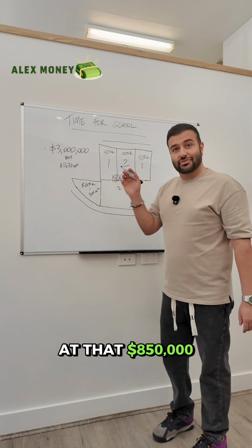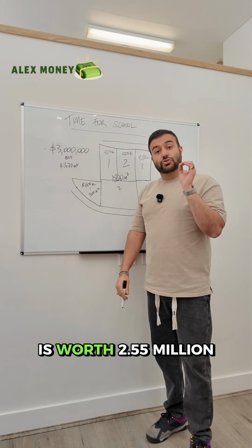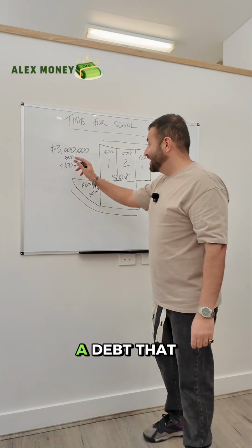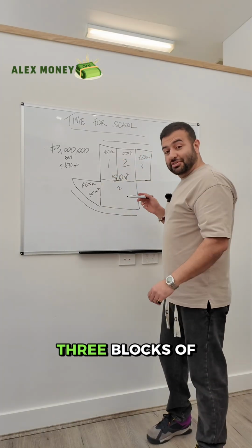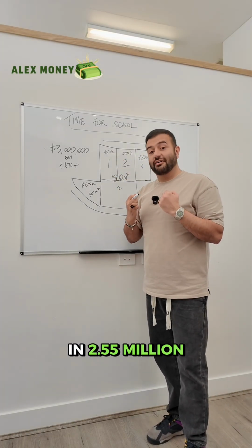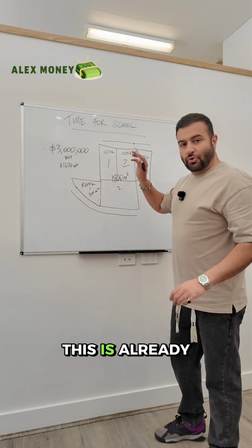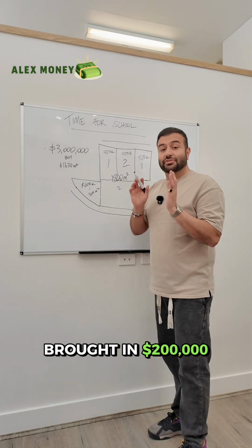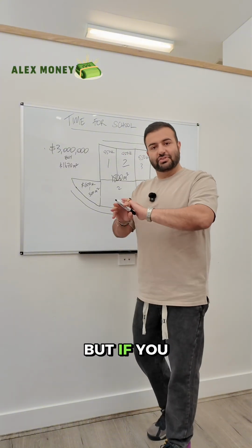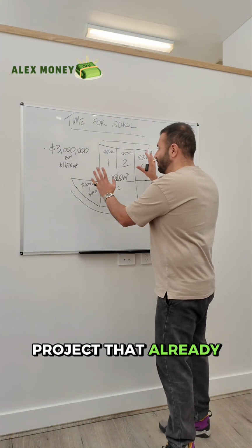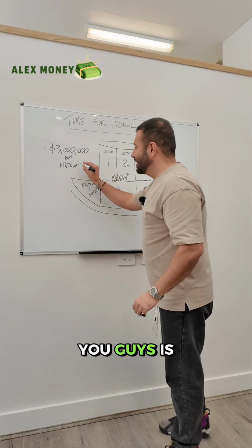So if you look at that $850,000, I've sold those 3 blocks. 850 times 3 is worth $2.55 million. So I've got a debt that I've taken from $3 million to $2.35 million. I've then sold 3 blocks of land and brought in $2.55 million. So there's 2 things I want you to understand about that. As soon as this is done, this is already a project that's brought in $200,000 of profit. That's not net profit because there's interest and costs, and we'll discuss that in the next video. But if you just look at raw numbers, you've got a project that already at this point has brought me in $200,000 of profit.